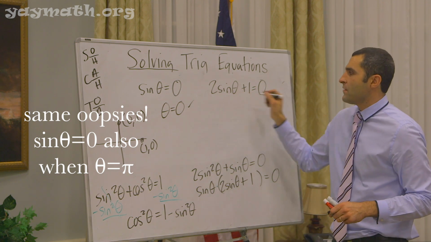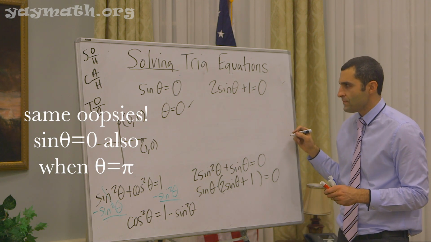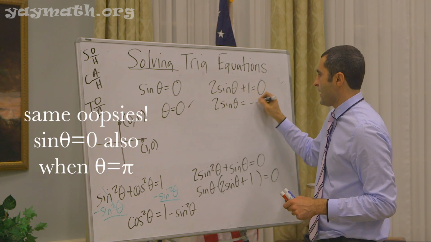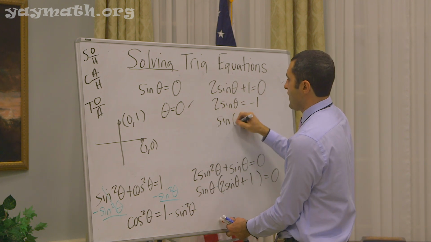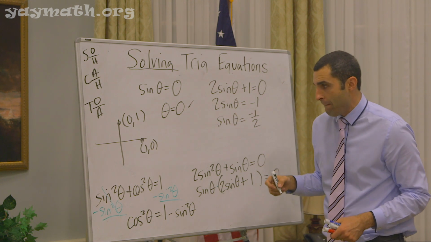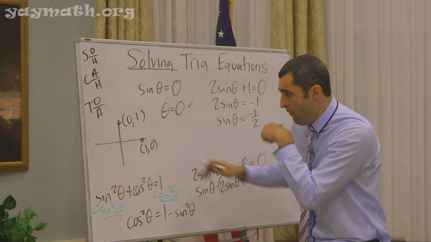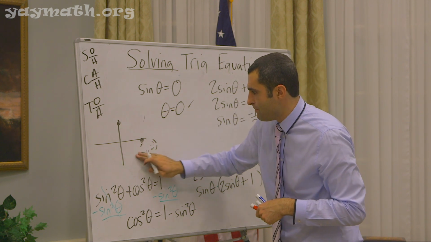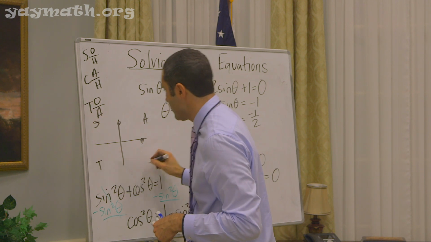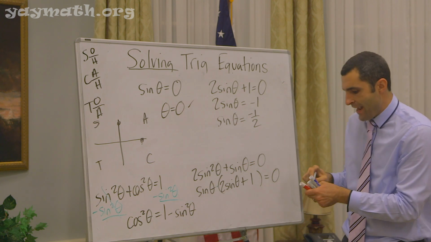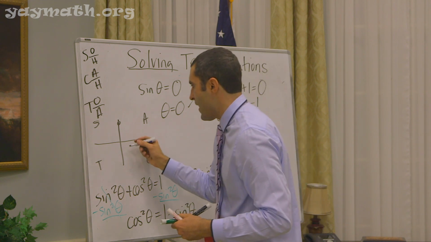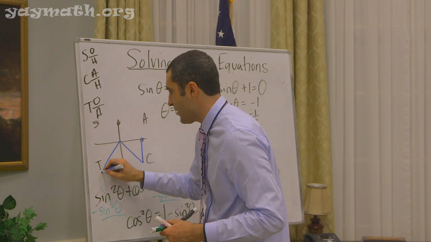And now subtract 1. Then 2 sine theta equals negative 1, and then you divide by 2. So it's sine theta equals negative 1 over 2. Where is sine negative? Which two quadrants is that? 3 and 4. Bravo. Yes, sine is negative down here. Let's put in blue. Sine is negative here.